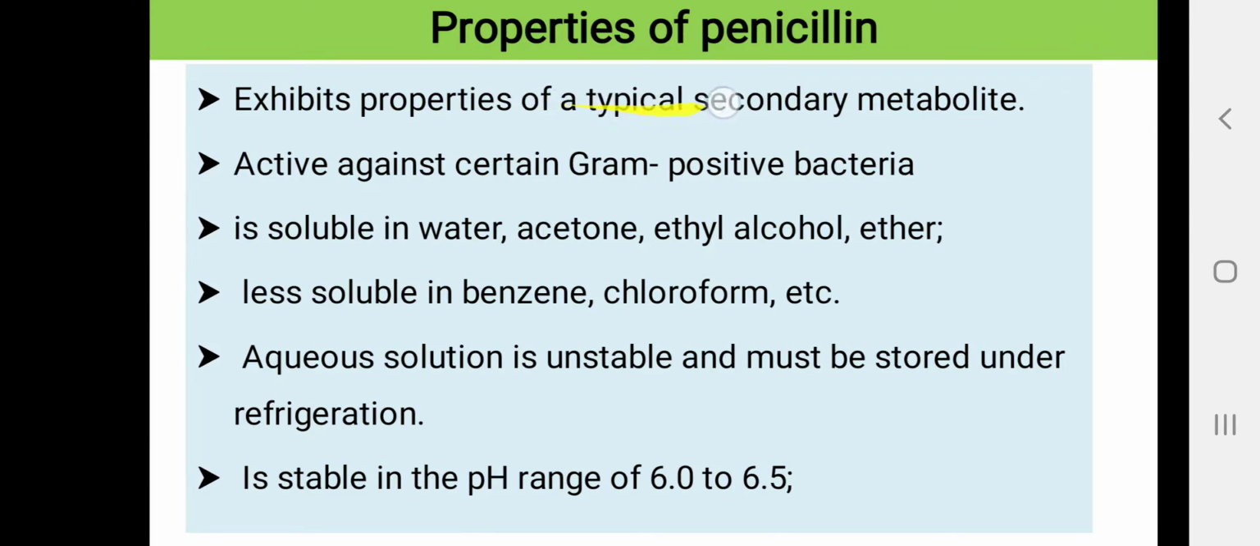Now let us look into the properties of penicillin. It exhibits the properties of a typical secondary metabolite. This penicillin is active against certain gram-positive bacteria. It is soluble in water, acetone, ethyl alcohol, ether, etc., but it is less soluble in benzene and chloroform. Aqueous solution of penicillin is unstable and therefore it must be stored under refrigeration. Penicillin is stable at the pH range of 6.0 to 6.5.